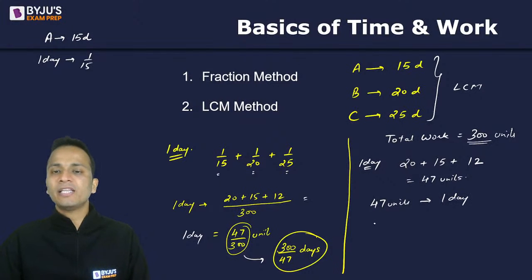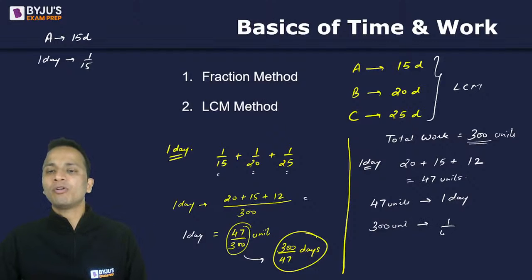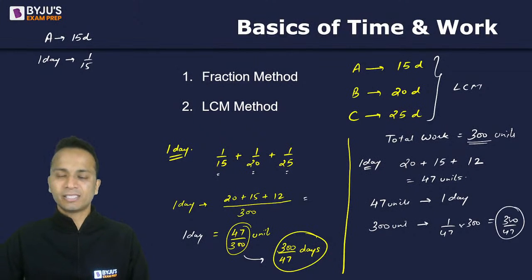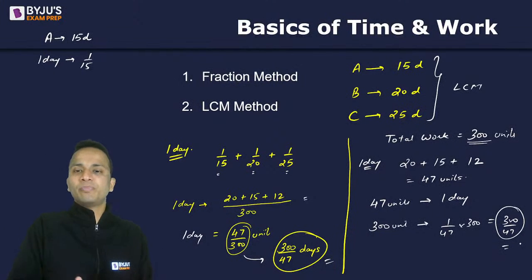So in how many days they will finish 300 units of work? So it will be 1 upon 47 into 300, and that will come out to be 300 upon 47 days. So that is the same answer that we have got in the first method.